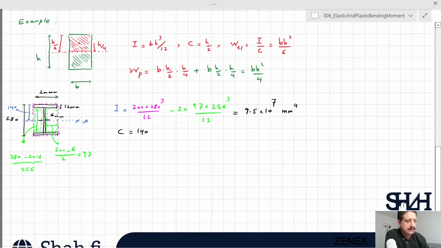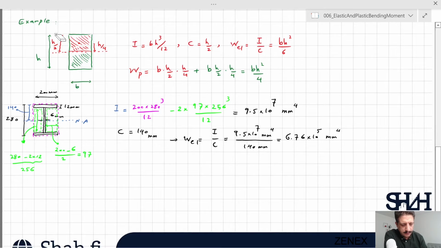And C is the furthest distance to the neutral axis. As a result, W elastic will be I divided by C, 9.5 times 10 power 7 divided by 140 millimeter. 6.76 times 10 power 5 millimeter power 3.